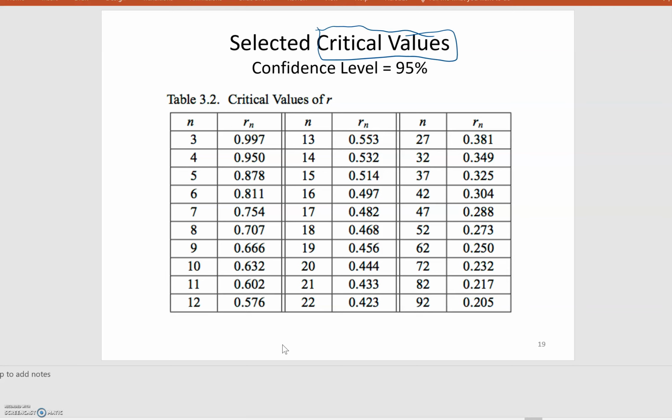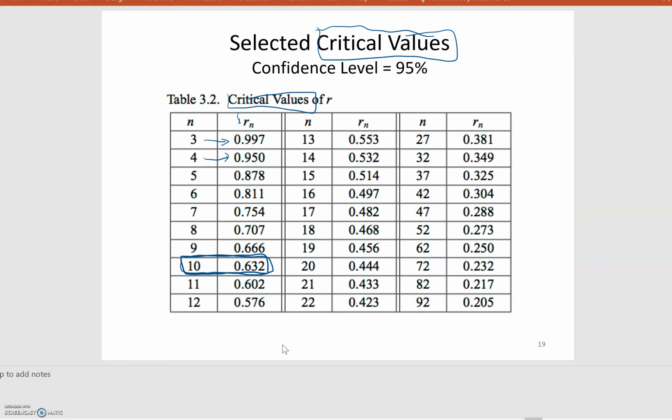And associated with each n value, there's a critical value. These are not correlation coefficients. These are critical values, and you can think of them as lines in the sand that the correlation coefficient needs to surpass. So in our case, we're down here with n equal 10, and the associated critical value is 0.632.